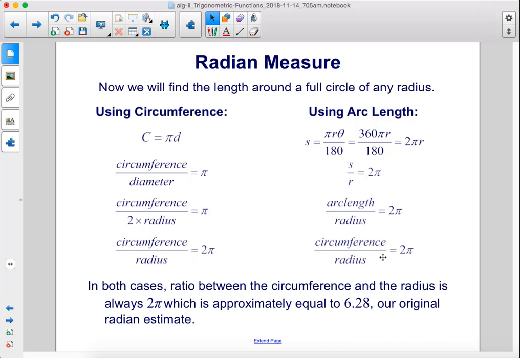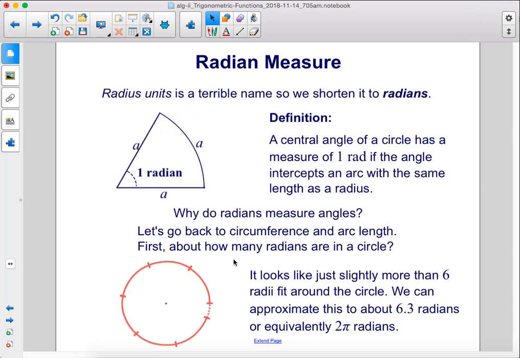This is the same. In both cases, the ratio between the circumference and the radius is always 2 pi, which is approximately equal to 6.28, our original radian estimate. Radius units is a terrible name, so we shorten it to radians. The definition is: a central angle of a circle has a measure of 1 radian if the angle intercepts an arc with the same length as a radius. So if this length here is the same as this length here, then that angle is 1 radian.